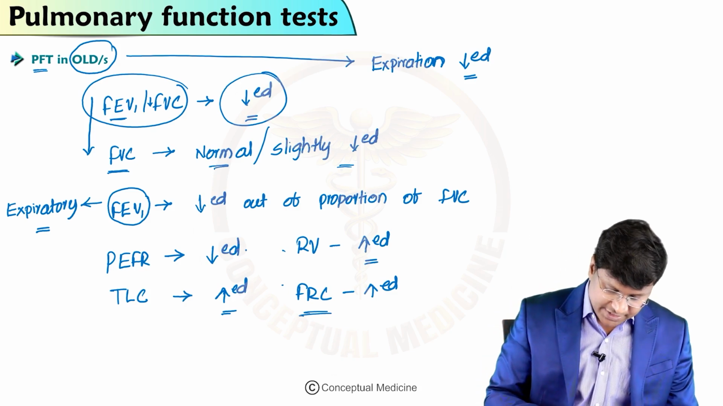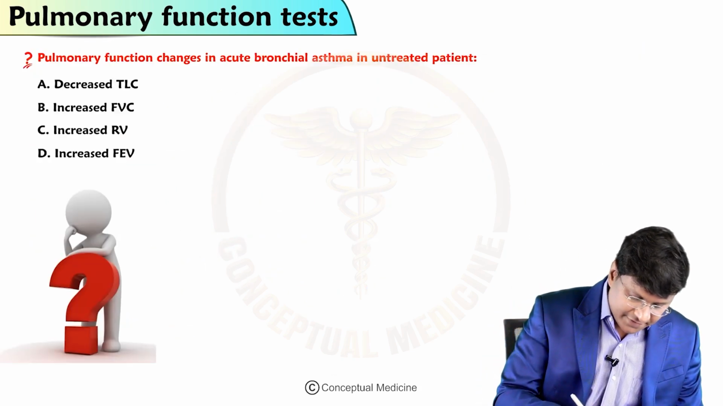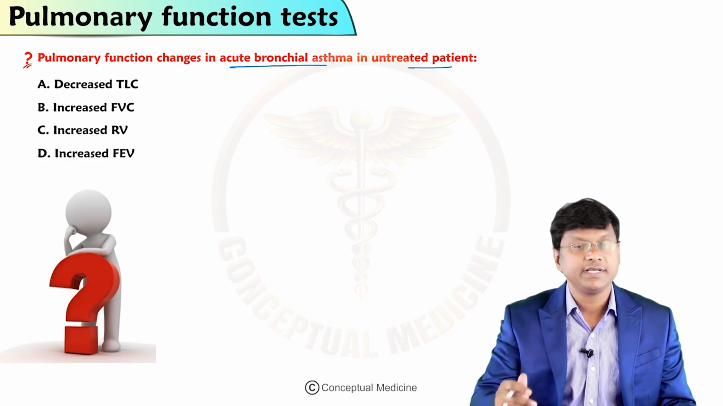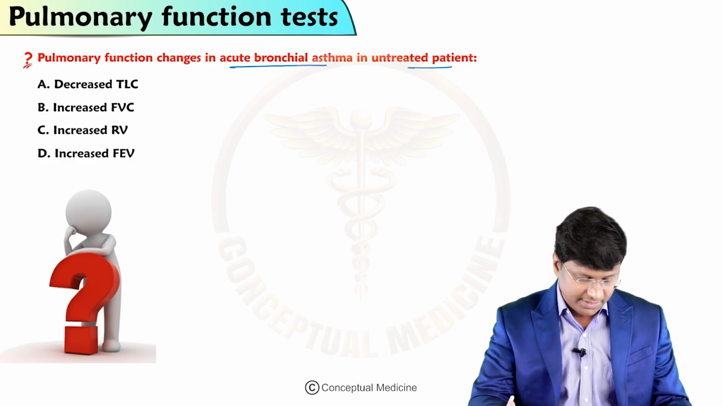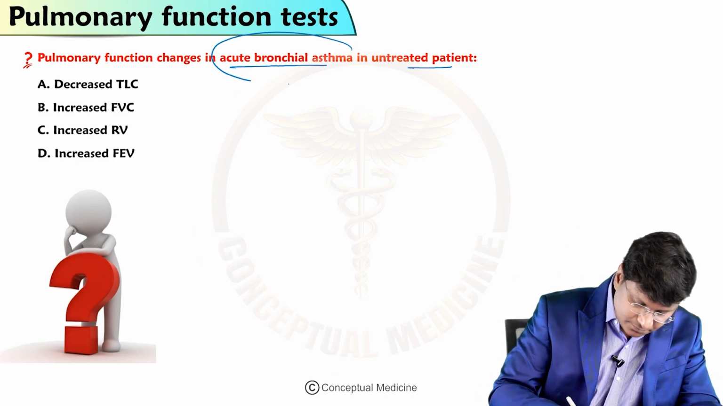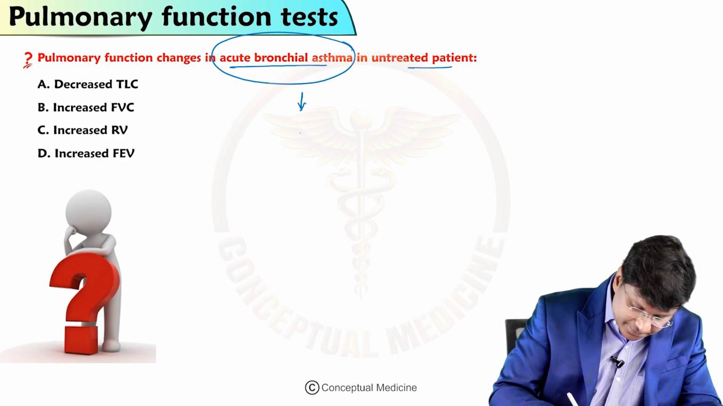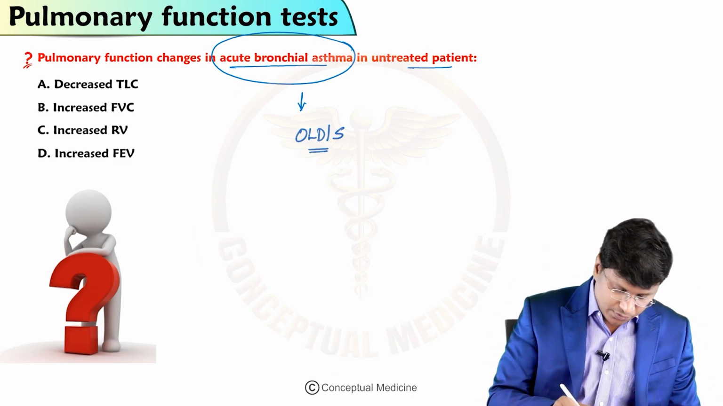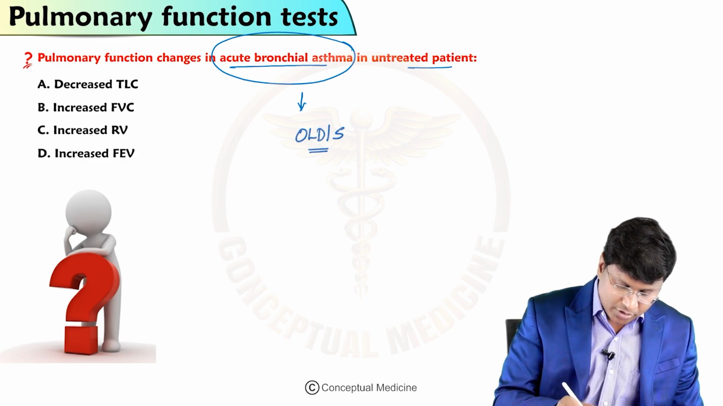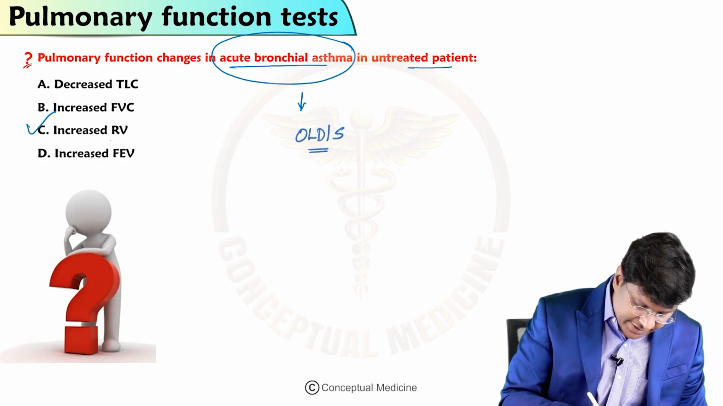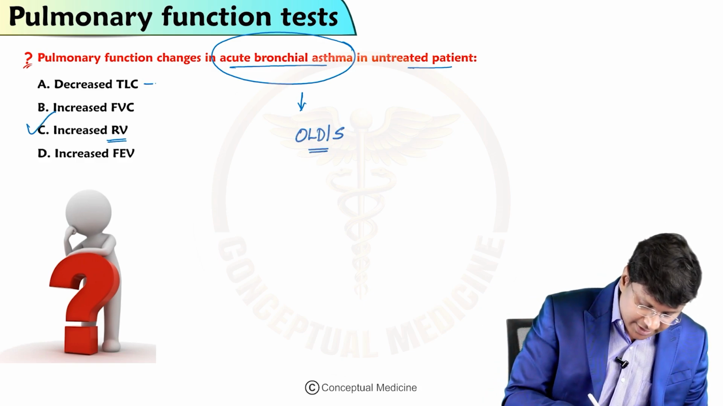Okay. So if you see this question now, pulmonary function changes in acute bronchial asthma in untreated patients. Decreased total lung capacity, increased FVC, increased residual volume, increased forced expiratory volume. So if you see the answer here, first of all, acute bronchial asthma is an obstructive lung disease. Right? It is an obstructive lung disease. Okay. So, because acute bronchial asthma is an obstructive lung disease, in obstructive lung disease, what will happen to your residual volume? It is increased. And what will happen to your total lung capacity? It is decreased.